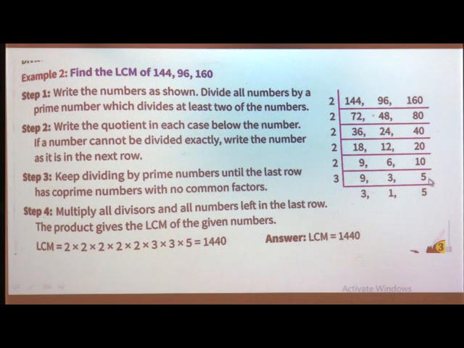If it is divisible, then we can divide and write the quotient there. These are the steps we had done. Now, lastly, multiply all the divisors and all the numbers left in the last row.